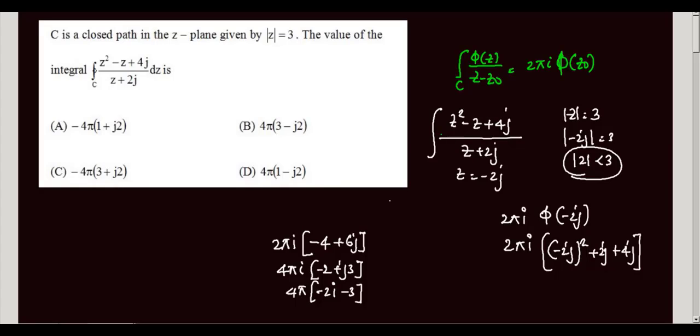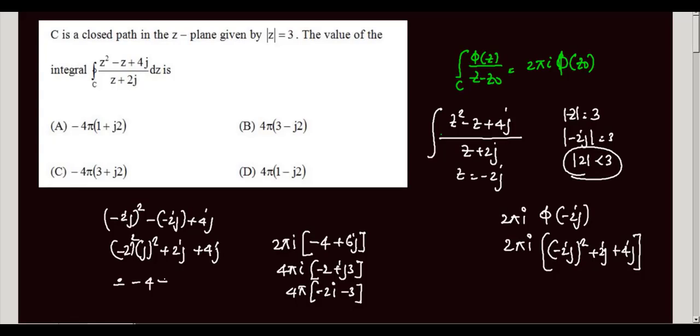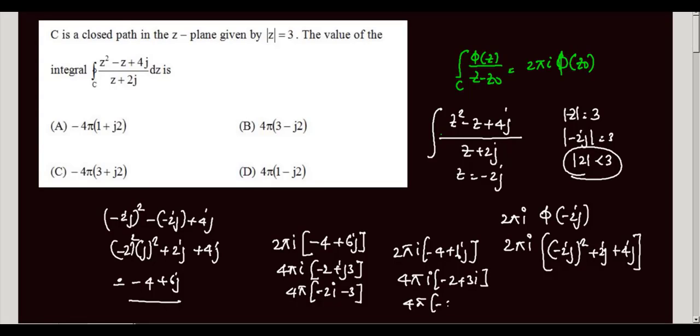I missed phi of minus 2j here, so minus 2j whole square minus of (minus 2j) plus 4j. I am a bit weak in maths, okay, so separately, minus 2 whole square equals 4, 4 plus 2j plus 4j gives minus 4 plus 6j, correct? 2 pi i into minus 4 plus 6j. Taking 2 common, 4 pi i into minus 2 plus 3i, and taking the minus outside, minus 4 pi into (2i plus 3). So minus 4 pi into (2i plus 3). Okay, right.